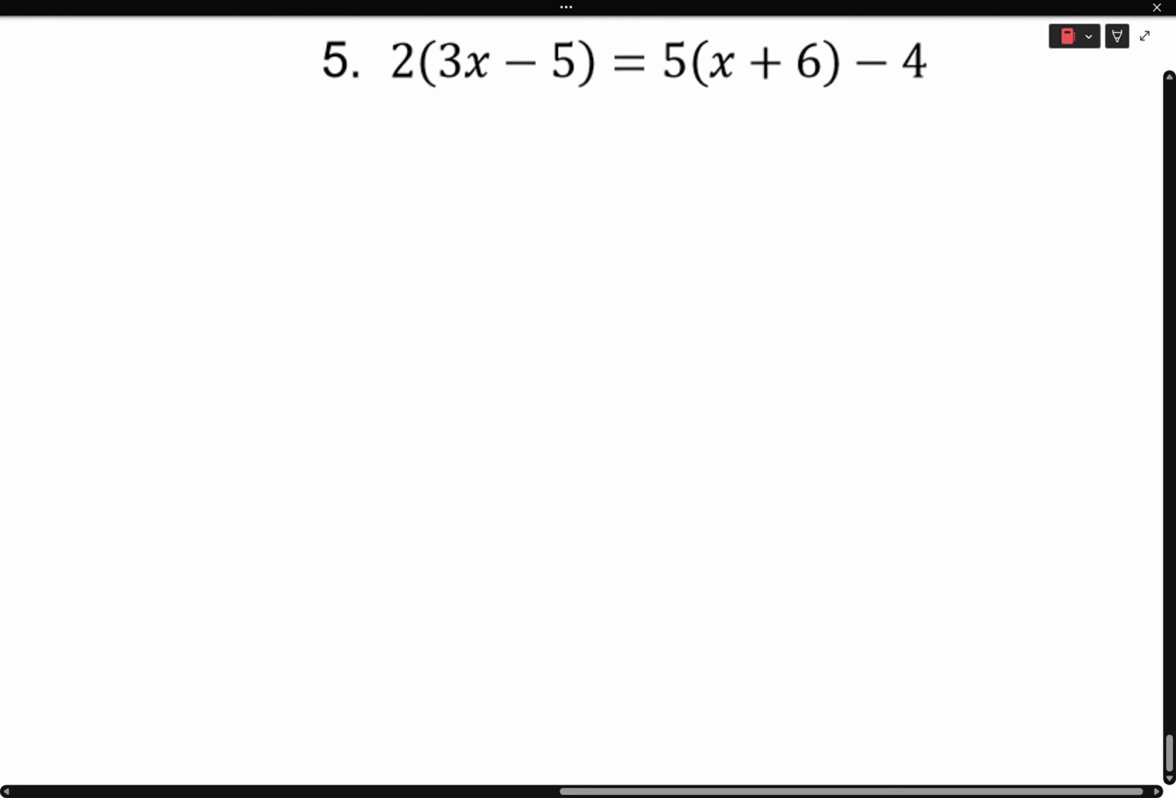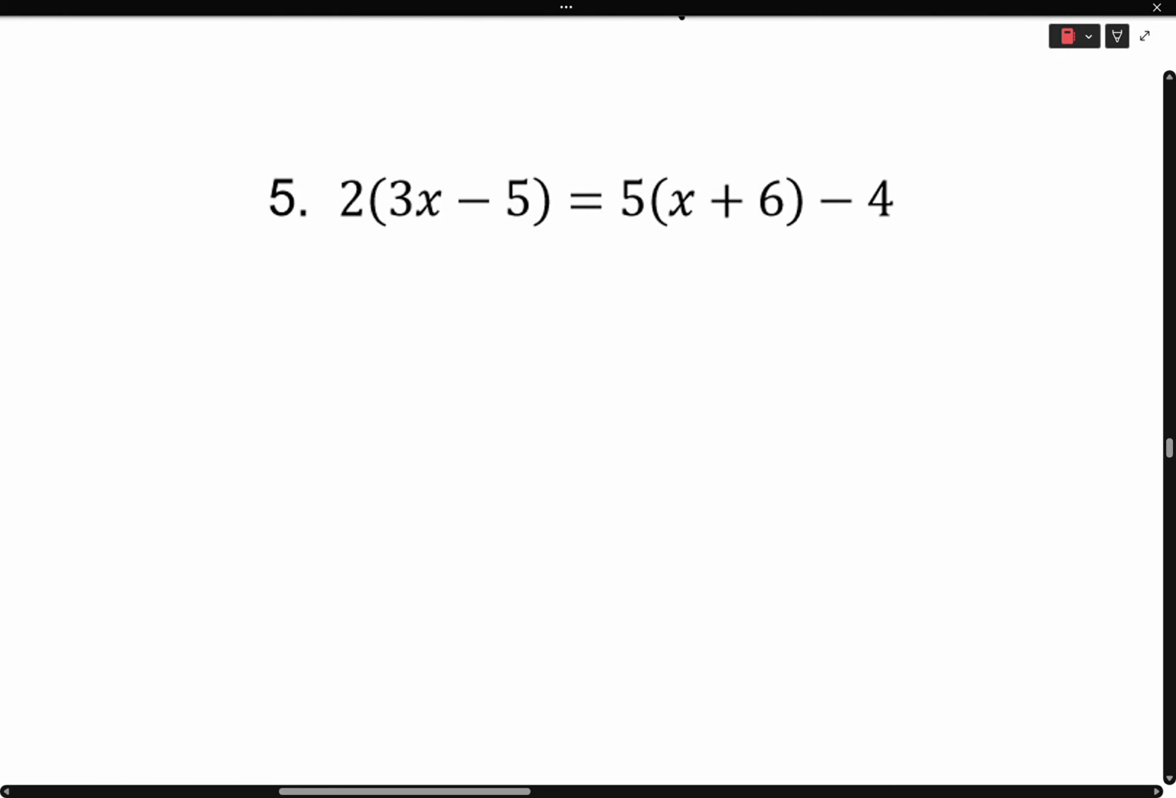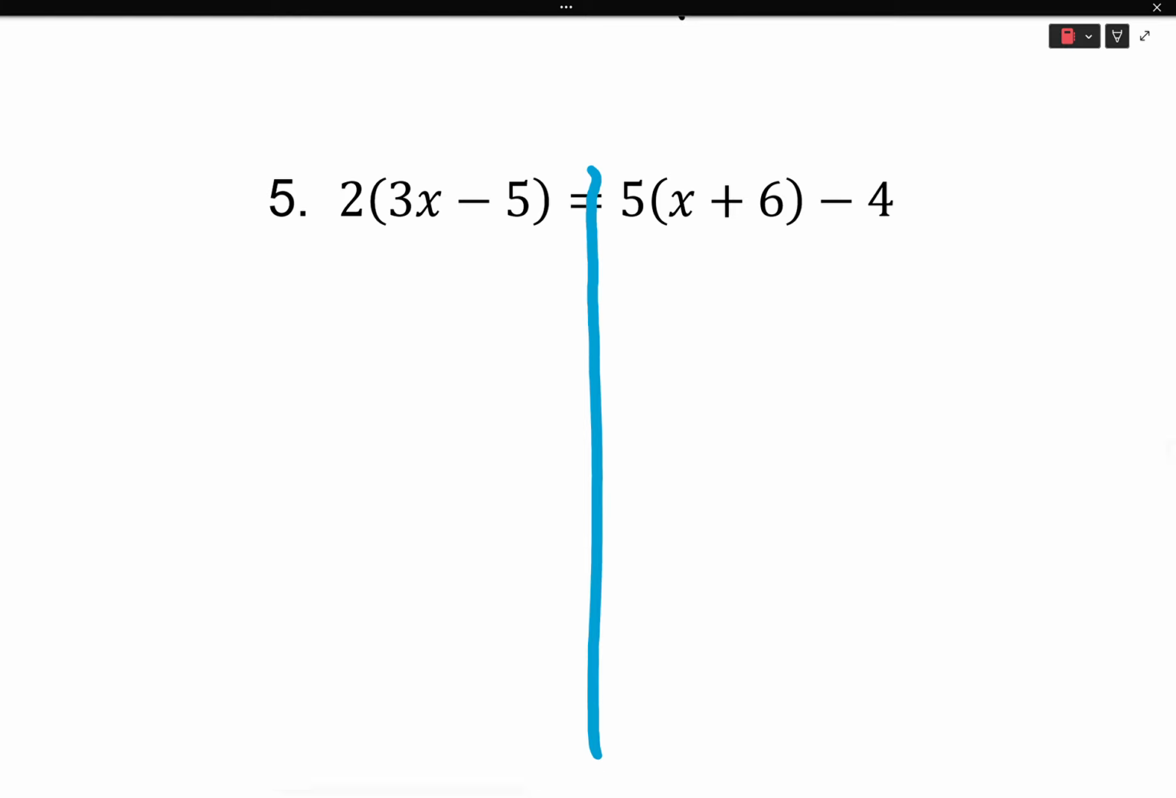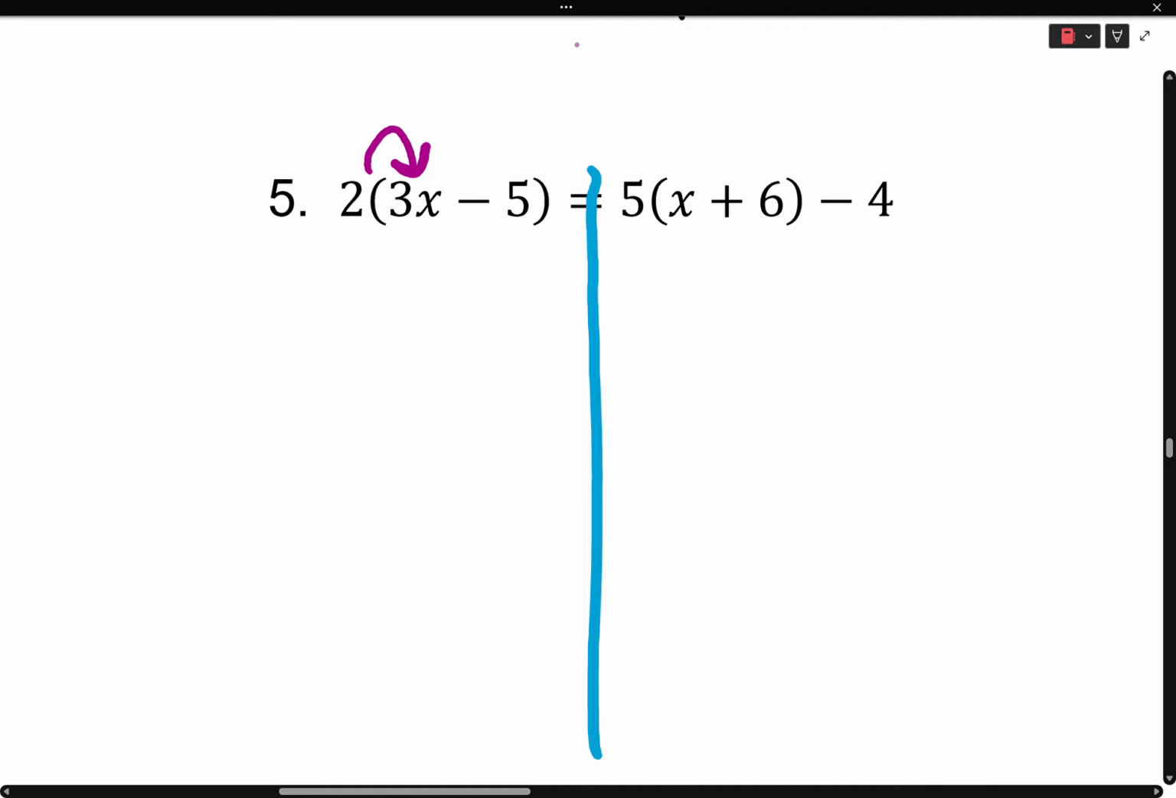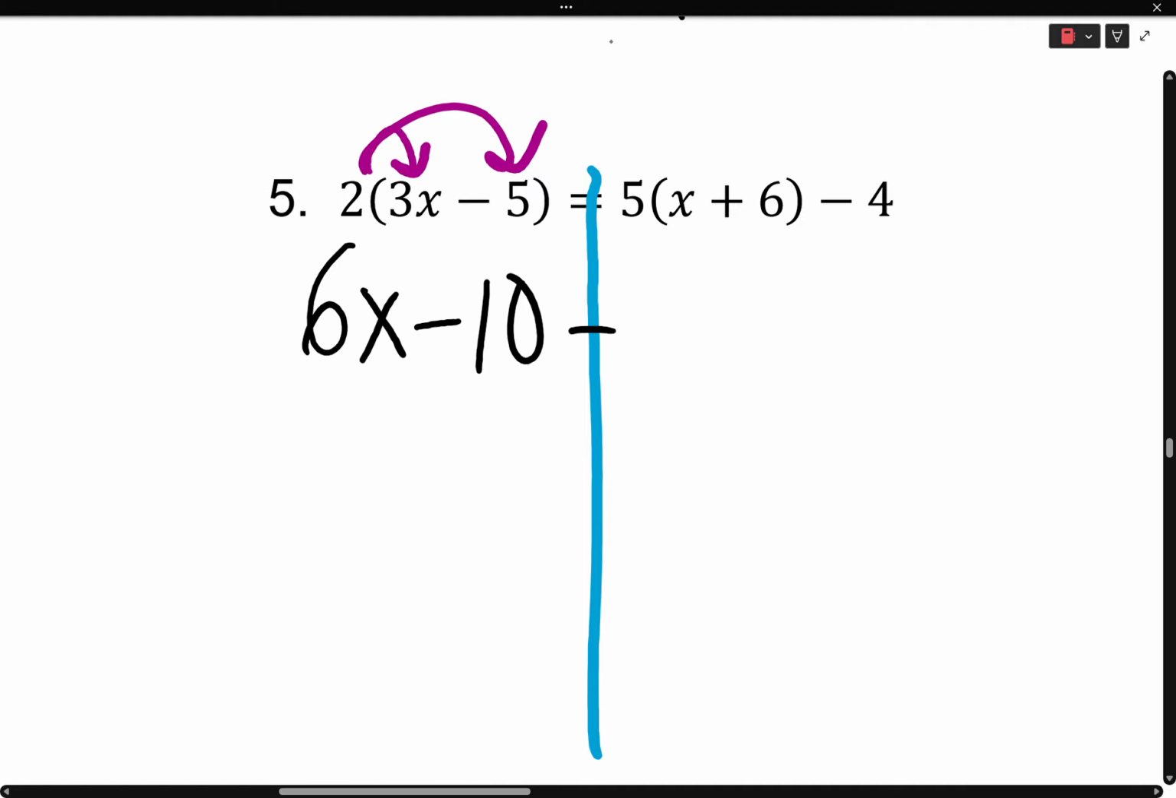Let's draw a line down the middle. Right. Got parentheses. Let's distribute. 2 times 3x is 6x. 2 times negative 5 is negative 10. 5 times x is 5x. 5 times 6 is 30. And we bring down the minus 4.